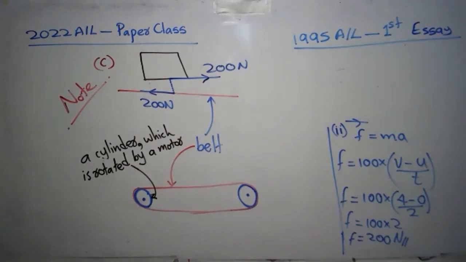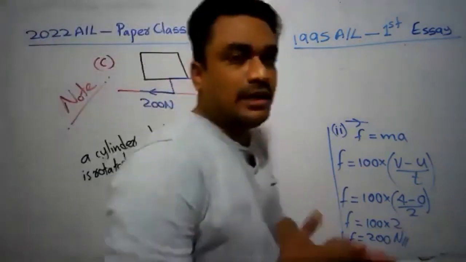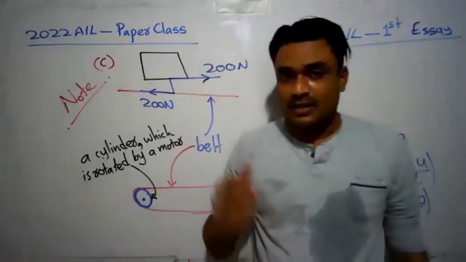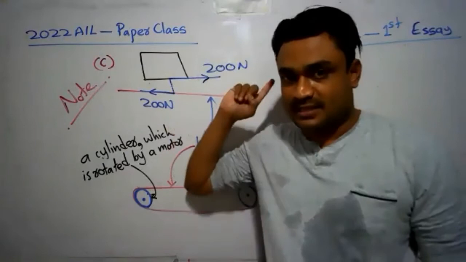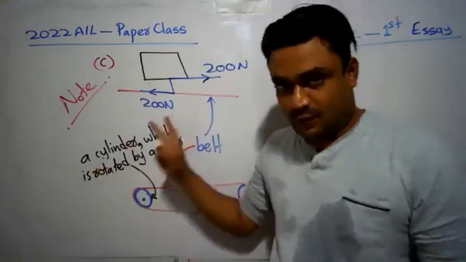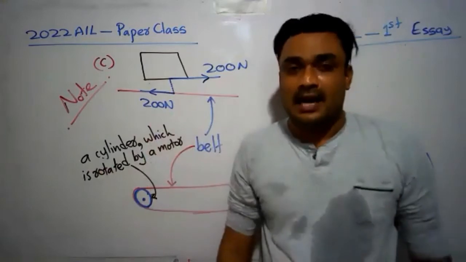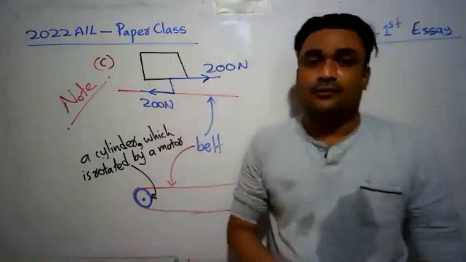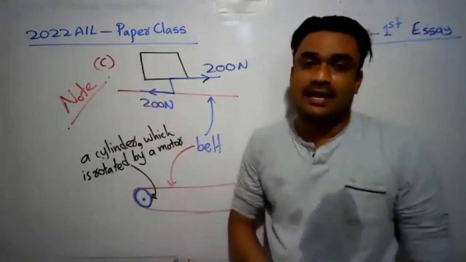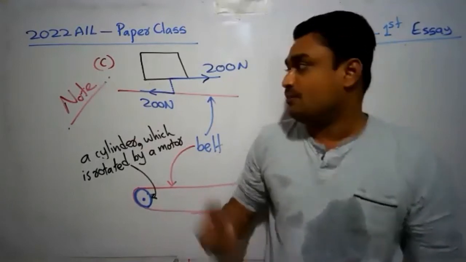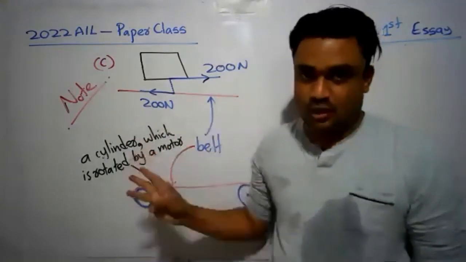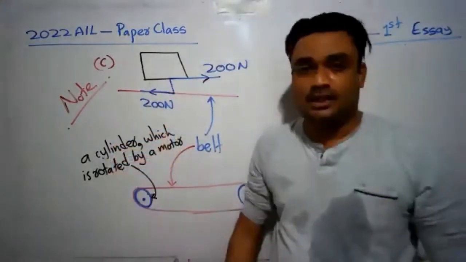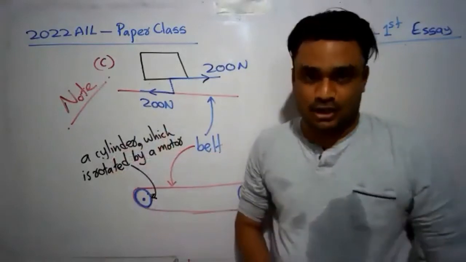Right, so we have reached the end of the discussion of the 1995 first essay question. During this paper class, we have discussed the 1995 paper, the first structured essay question and the first essay question. Now we are going to discuss the light structured essay question, the light essay question given in the 1995 paper. For my 22 A-level students, I have completed up to the light lesson. So I have completed units, dimensions, measuring instruments, mechanics, simple harmonic motion, sound waves, and light for my 22 batch. So let's discuss the light question also.